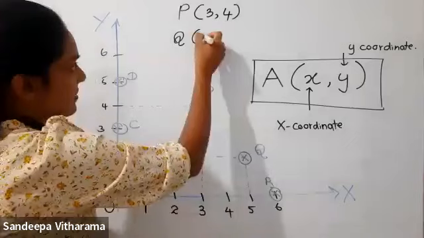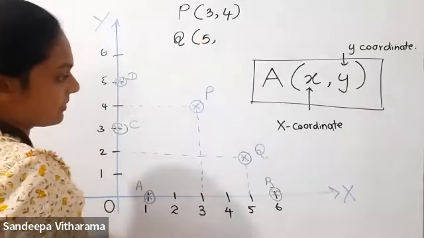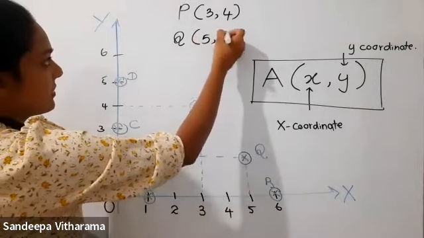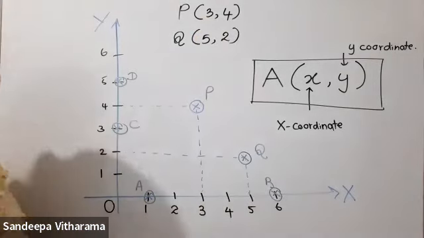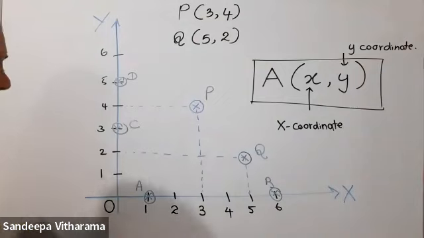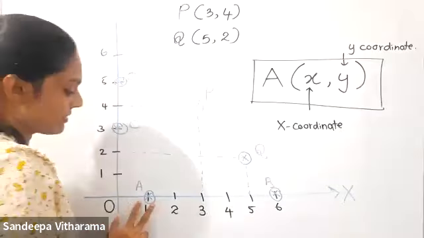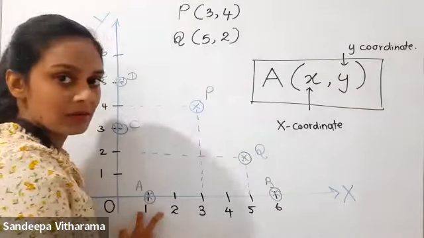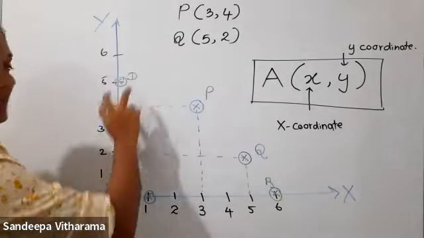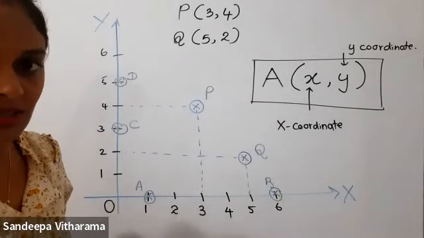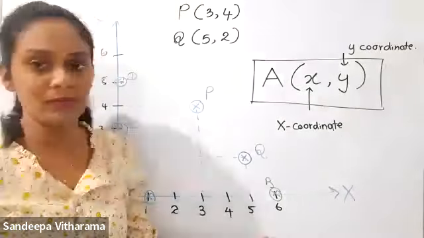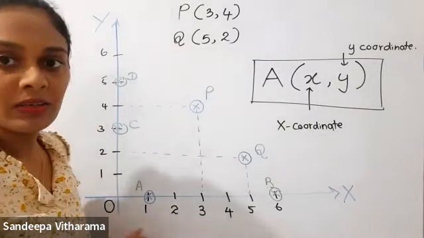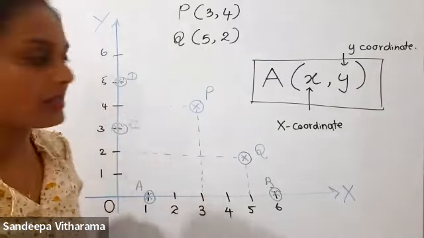The x coordinate is 5, and the y coordinate is 2. These are the coordinates of P and Q. But today, when it comes to the coordinates of points A, B, C and D, there is a special thing that you have to remember.